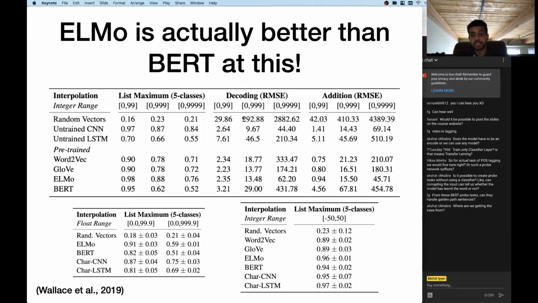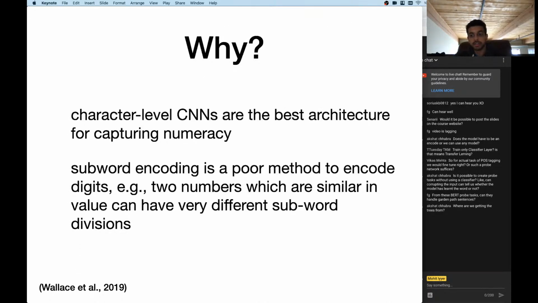For the decoding and addition tasks, you're just reporting the squared error because these are regression problems. You can see that the error gets bigger and bigger as the numbers get bigger and bigger. But ELMo has a lower error than BERT on most of these tasks. The reason for this is something that we probably didn't spend too much time on, if any, this semester: ELMo's input layer is actually a character-level convolutional neural network. So it doesn't start with subword embeddings like BERT does. It starts with a character encoder, followed by word-level RNNs.